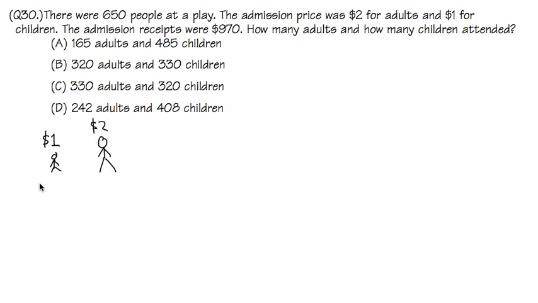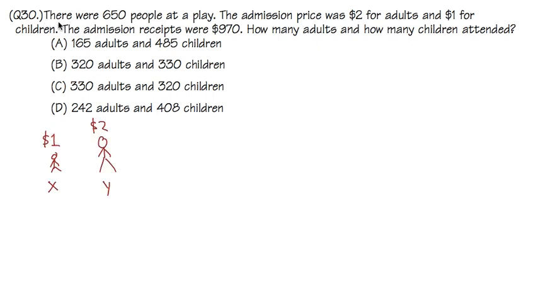We don't know how many kids or how many adults there were, so in order to solve this question, let me use variables to represent them first. Let me say I have X many kids, Y many adults. Okay, so that will be the start. X stands for the number of kids, Y stands for the number of adults. And let's read the question again.